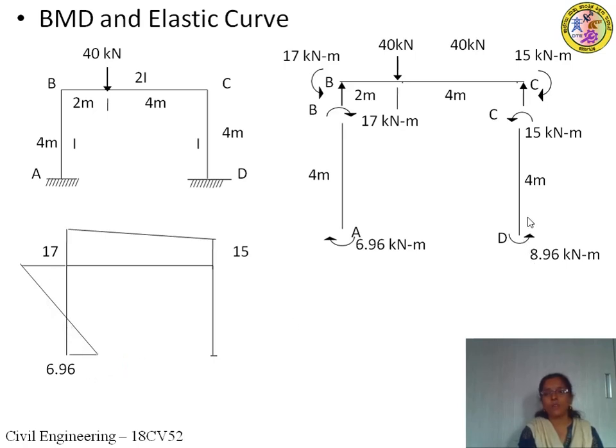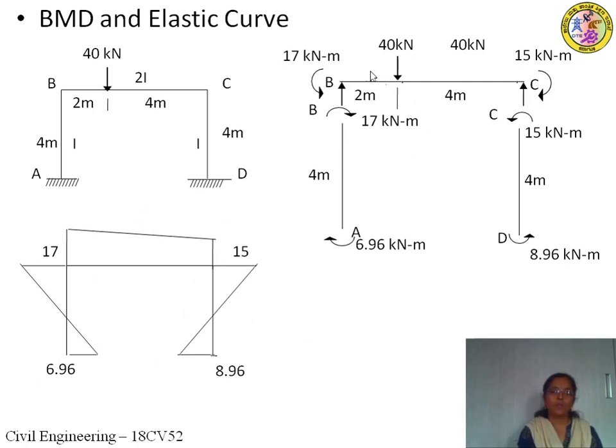Similarly, we will draw it for the CD member. Here the thumb is moving towards the left side of end D, so mark it towards the left side of end D for 8.96. And here at C, the thumb is moving towards the right side of end C, therefore mark it towards the right side of end C for 15 kilonewton meter. Now join these two points. This is the support moment diagram for the CD member. This completes the support moment diagram for the entire frame.